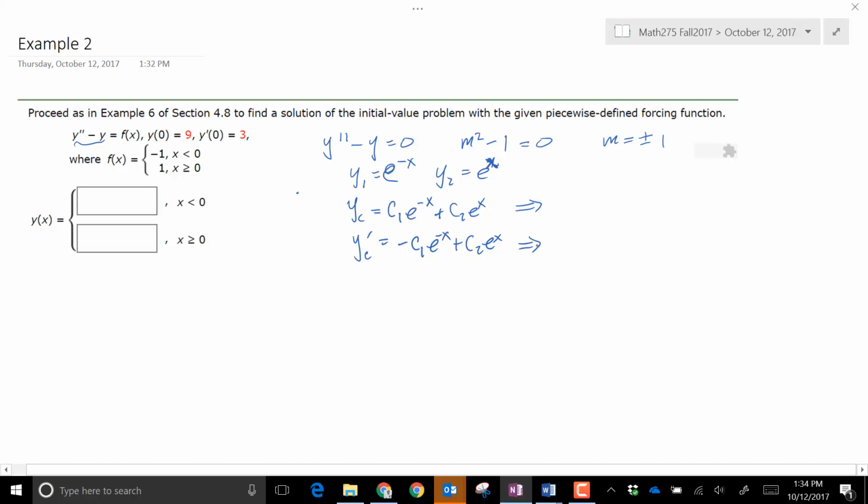So we got to put 0 in. We're going to get c1 plus c2 is equal to 9. And when we put 0 into the derivative, we're going to get negative c1 plus c2 is equal to 3. So c1 is 3, c2 is 6. Okay.